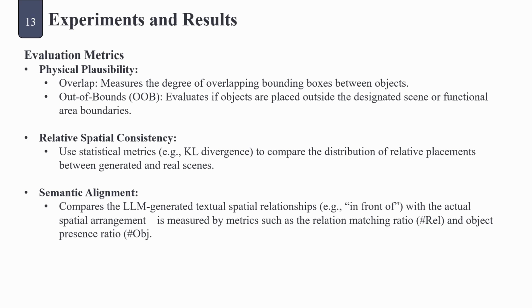Finally, for semantic alignment, they measure how well the text-based spatial relationships generated by the LLM, like saying "in front of", match the actual spatial arrangement. This is quantified using metrics such as the relation matching ratio and the object presence ratio.